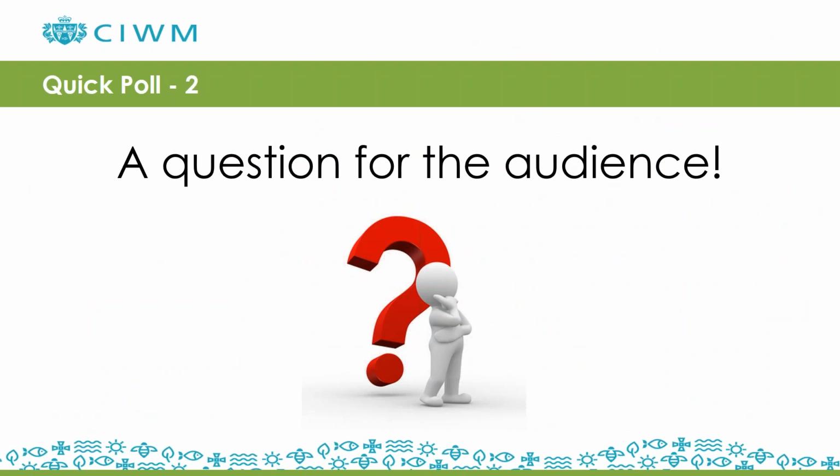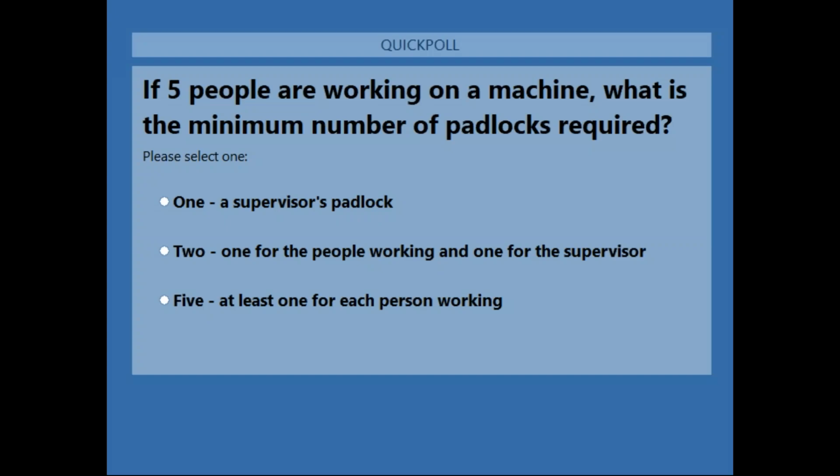Okay, then thanks for that so far, Geoff. We've now got a question for the audience. So if 5 people are working on a machine, what is the minimum number of padlocks required? So is it 1, the supervisor has a padlock? Is it 2, 1 for the people working and 1 for the supervisor? Or 5, at least 1 for each person working? So I'll just give you a couple of seconds there to answer that question.